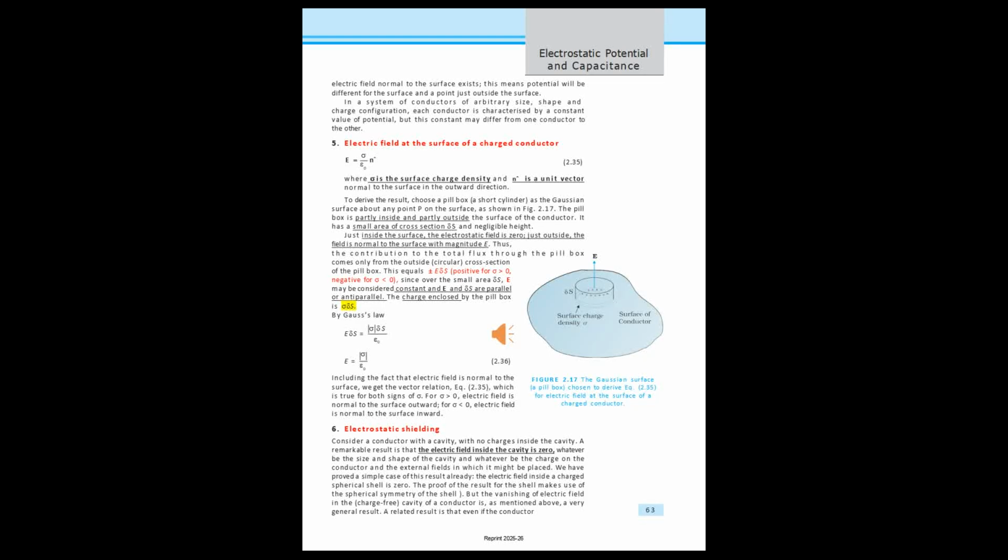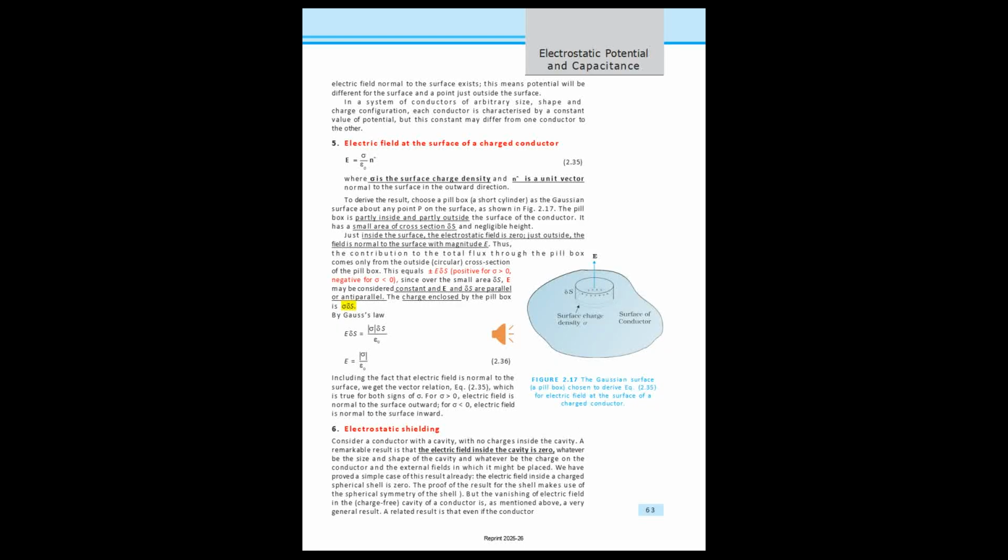To derive the result, choose a pillbox, a short cylinder, as the Gaussian surface about any point P on the surface, as shown in figure 2.17. The pillbox is partly inside and partly outside the surface of the conductor. It has a small area of cross-section delta S and negligible height. Just inside the surface, the electrostatic field is zero. Just outside, the field is normal to the surface with magnitude E. Thus, the contribution to the total flux through the pillbox comes only from the outside, circular, cross-section of the pillbox. This equals plus or minus E delta S, positive for sigma greater than 0, negative for sigma less than 0.